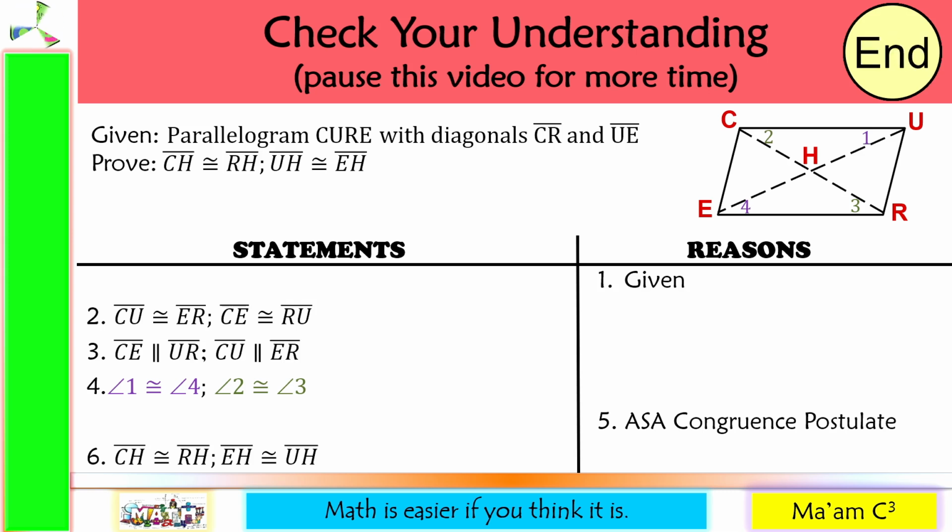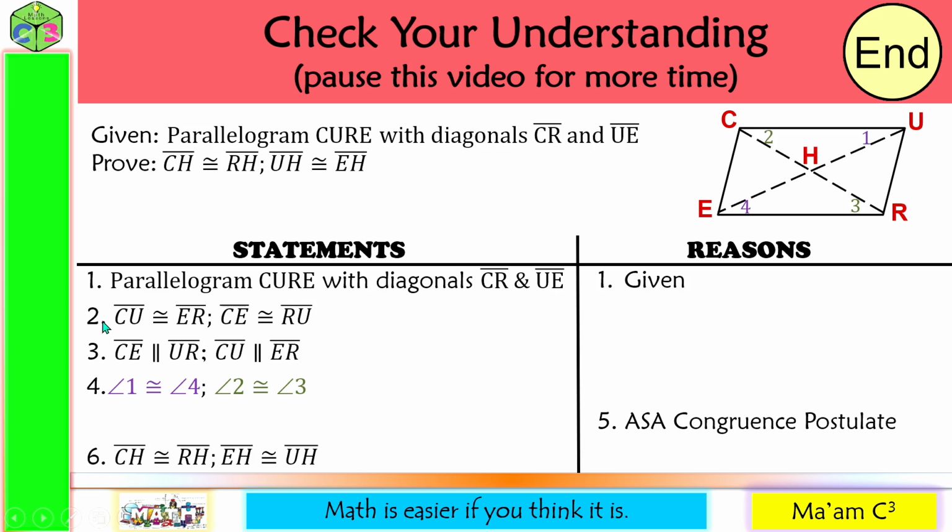Let us answer. We are given here parallelogram CURE with diagonals CR and UE. We will prove that CH is congruent with RH and UH is congruent with EH. Let us fill in the missing statements and reasons. Number one reason is the given. Let us just copy this. Parallelogram CURE with diagonals CR and UE.